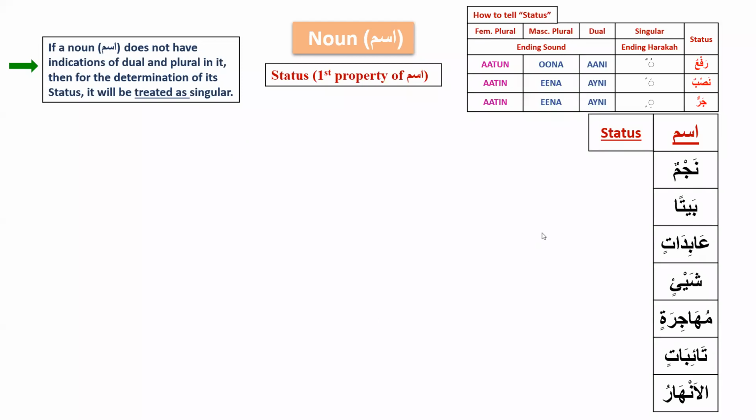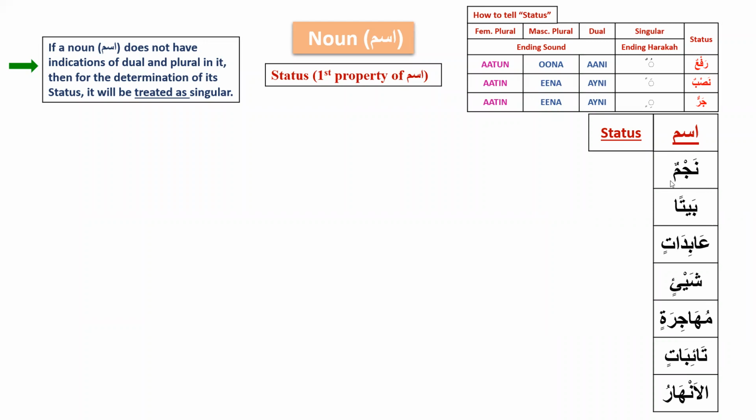The signs of dual are the ending sounds: ani, aini. Ani and aini, this is the sign of dual. Do we see a sign of dual here in this word? No, so it cannot be dual.